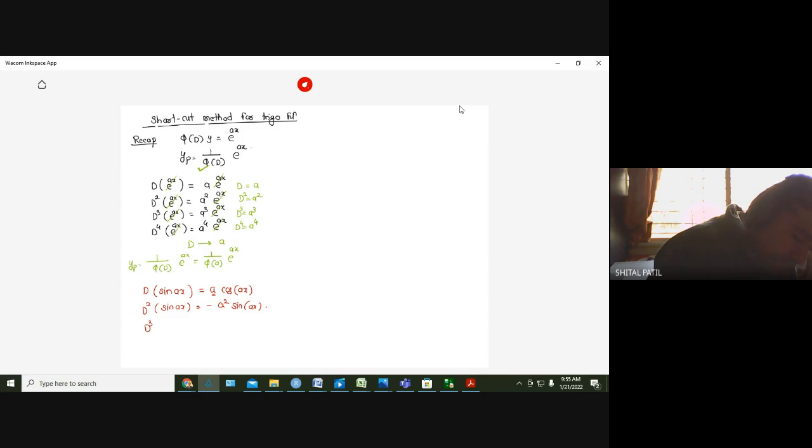Now tell me what is D cube of sine of ax. Minus a square as it is. The derivative of sine is cos ax and one more a. So minus a cube cos ax, right? So if we take D raised to 4, what will be D raised to 4? The derivative of cos will be minus. Minus minus it will be plus, right?